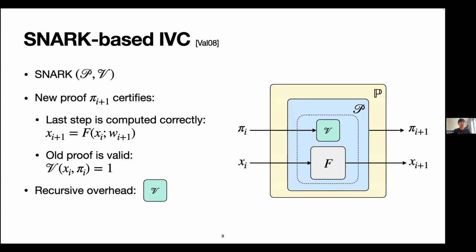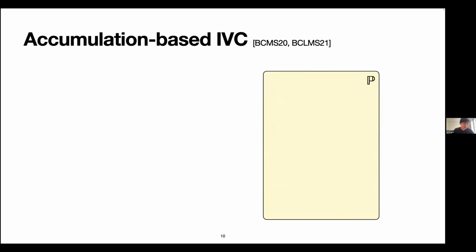Cool. So this is the construction of SNARK-based IVC. Accumulation-based IVC is a little bit more complicated. We start off with a NARK P and V. And just to reiterate, this doesn't have to be succinct.